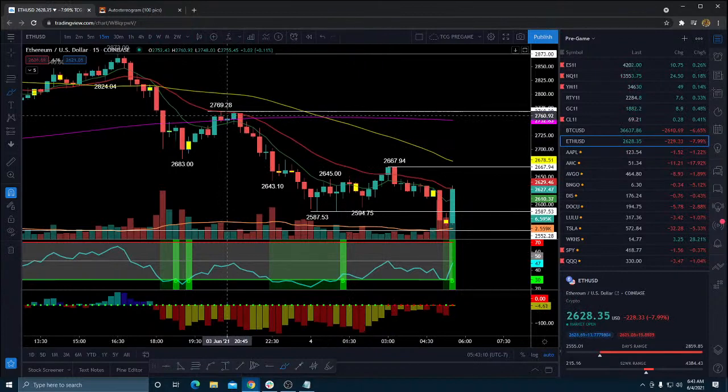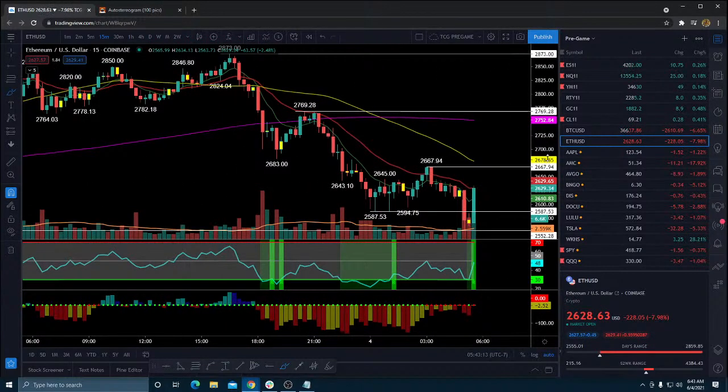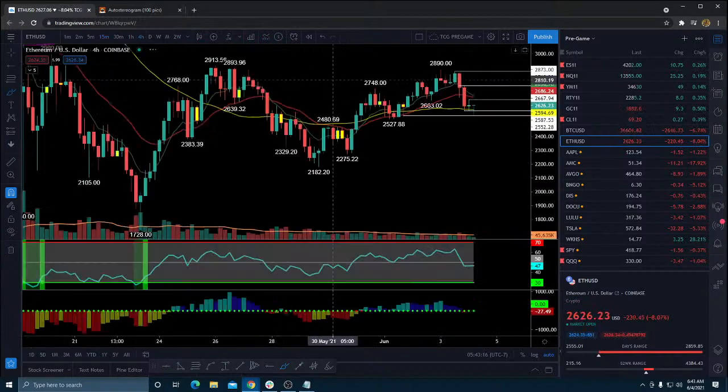Okay, same thing with Ethereum. 266794 is your resistance, then 276928. Your key support, 255228. Now let's zoom out here.